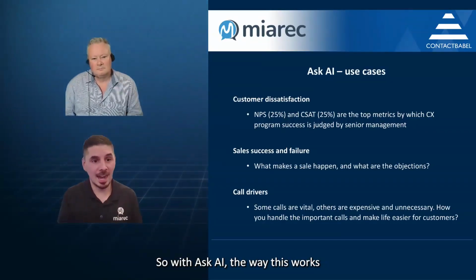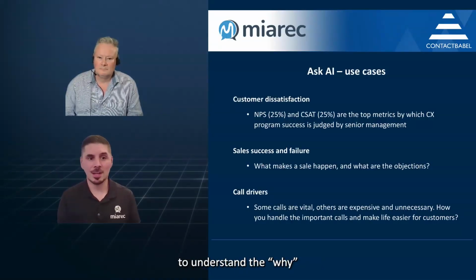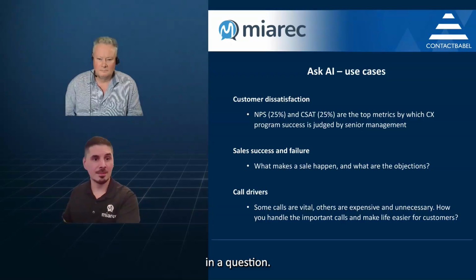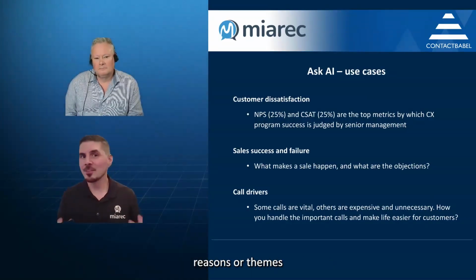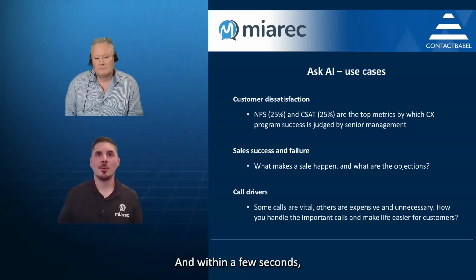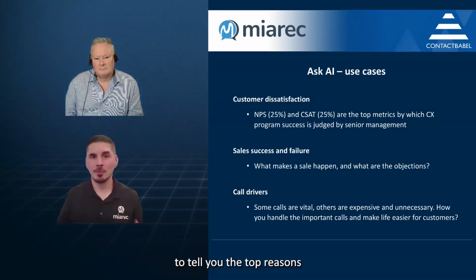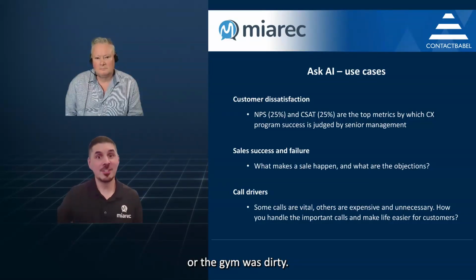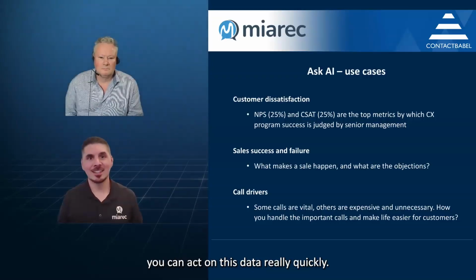With Ask AI, instead of having an analyst look through those 1,000 calls to understand the why behind those complaints, you can literally just type in a question. The question might be, tell me the main reasons or themes behind these complaints. And within a few seconds, the AI is going to be able to tell you the top reasons why customers are complaining. Maybe it's prices are too high or the gym was dirty. And this allows you to act on this data really quickly.